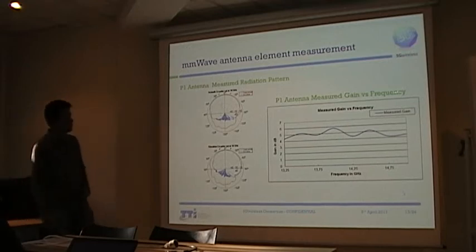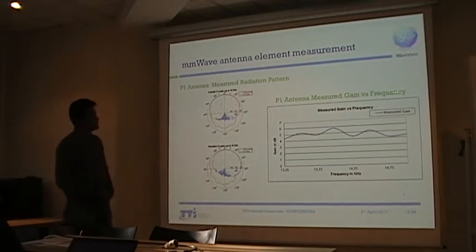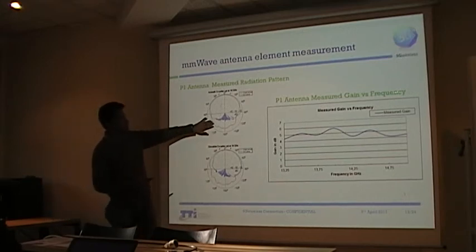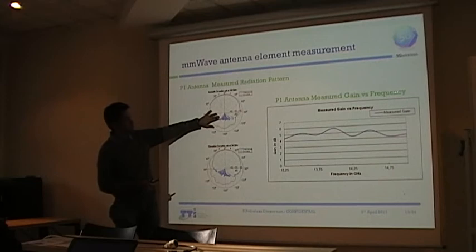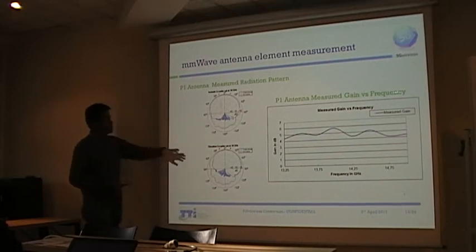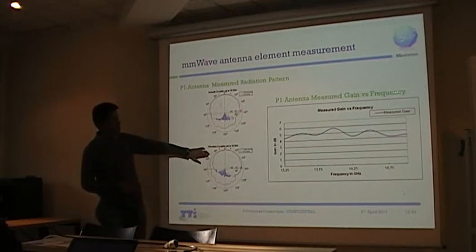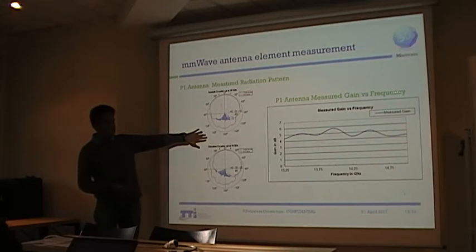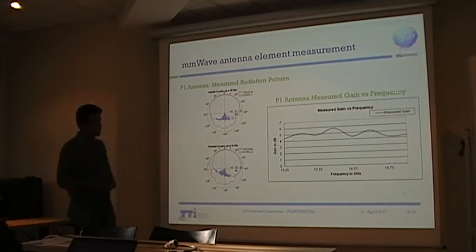These are the antenna element pattern measurements, which have been compared with simulations. The red one is the simulation, and the blue one is the measurement. This is for the azimuth, and this is for the elevation. Both are measured at one frequency of 14 gigahertz. Although I don't show all of the patterns here, the pattern is uniform throughout the bandwidth.